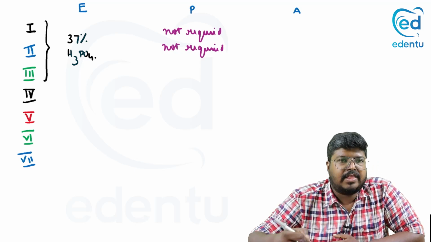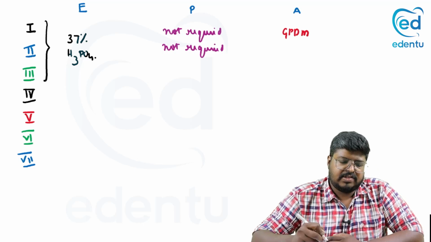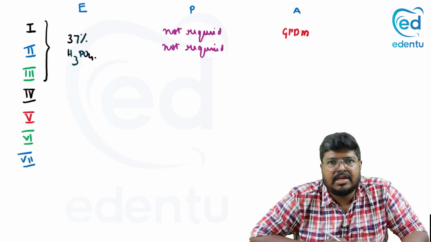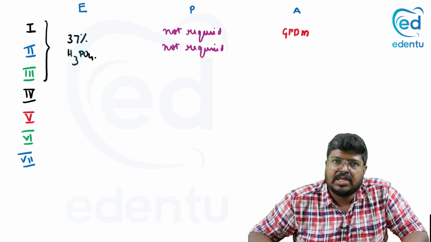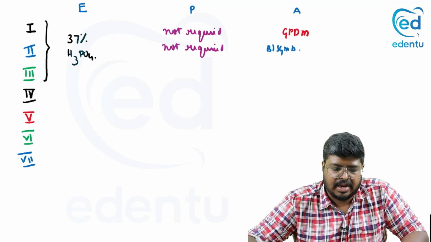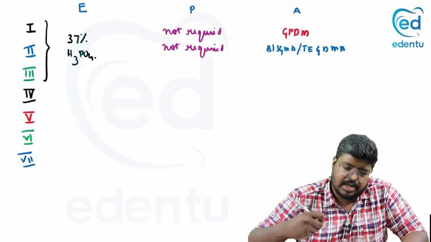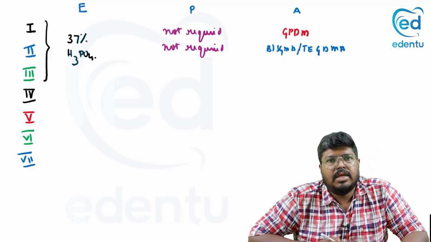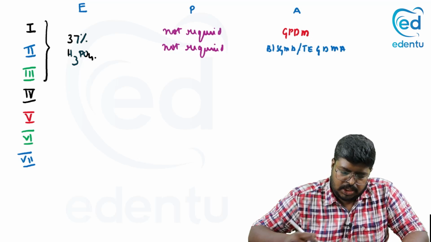The initial adhesive was GPDM, which is basically glycerophosphoric acid dimethacrylate. But when it came to the second generation, they got replaced by bis-GMA, which is bisphenol A glycidyl methacrylate, and TEG-DMA, which is triethylene glycol dimethacrylate. In the third generation, obviously the orthophosphoric acid was the etchant.